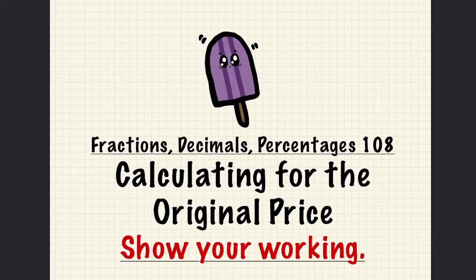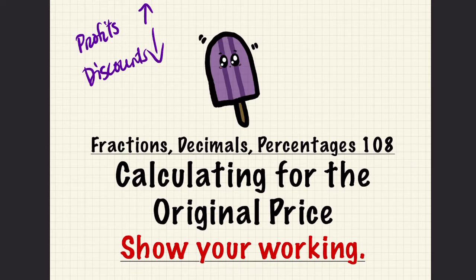Okay, so here is the tutorial for fractions, decimals, and percentages worksheet 108, calculating for the original price. Remember, in the other lesson, we studied how to calculate profits and discounts. We know profits is an increase, discounts is a decrease. For this one, we are using the same formula. We have the percentage and we have a certain value, and then we have a new value.